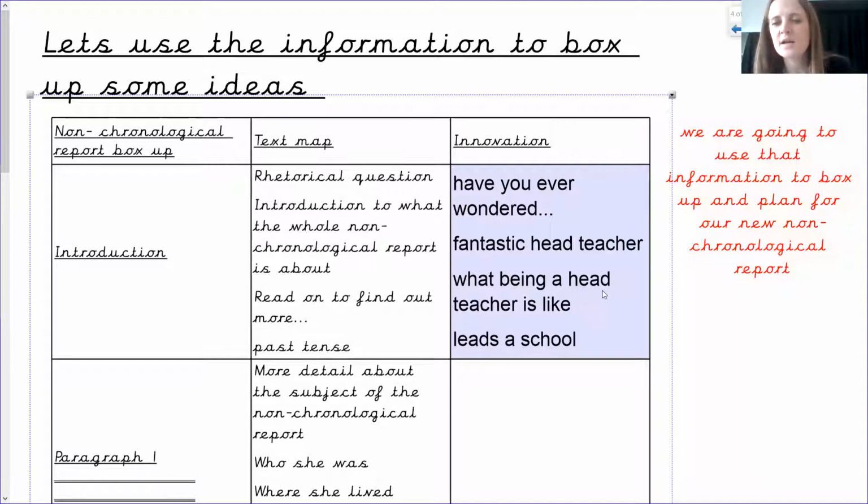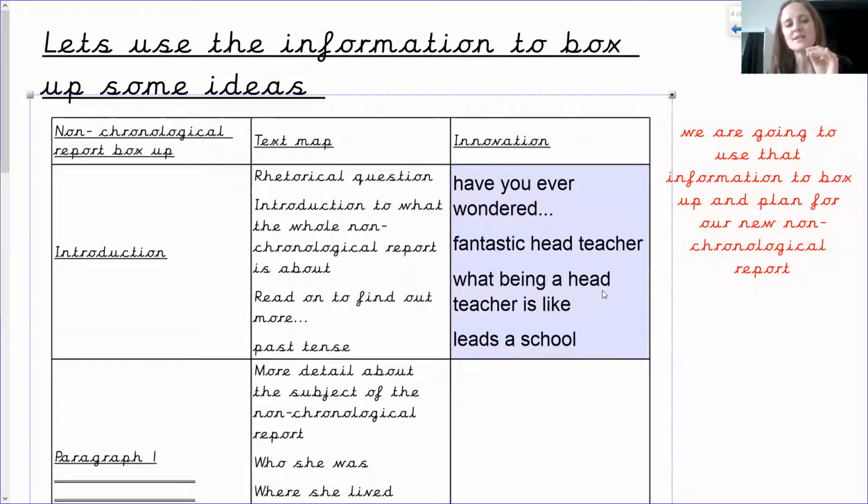Okay, so from my notes, you can see I've added a little bit extra into that. And I've said, have you ever wondered? Okay, but then I've said some ideas of what we could ask for that rhetorical question. I've said, have you ever wondered? And it could be what being a fantastic head teacher is like, or what a fantastic head teacher looks like, or how a fantastic head teacher runs a school. You could also say, have you ever wondered what being a head teacher of an outstanding school is like?